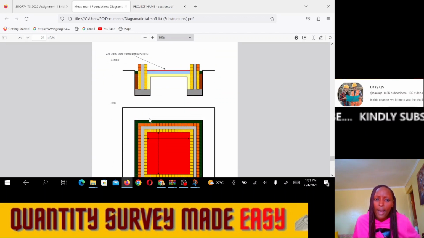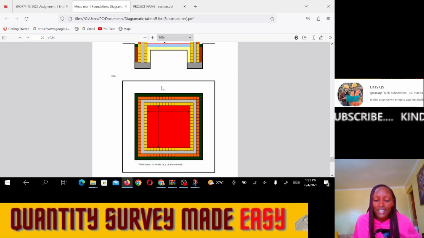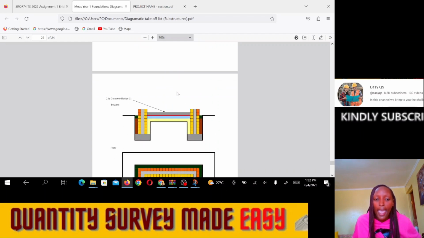Then we shall go to the damp-proof membrane. The damp-proof membrane is that black sheet, all right, that sheet of material that is mostly polyethylene that is used to prevent moisture from going up. How it's measured is in meters squared. The total area that you have done insulation, which is the same as the total area that you have done hardcore. Okay, inside the walls, the whole area inside the walls, that is the area that you shall do the DPM.